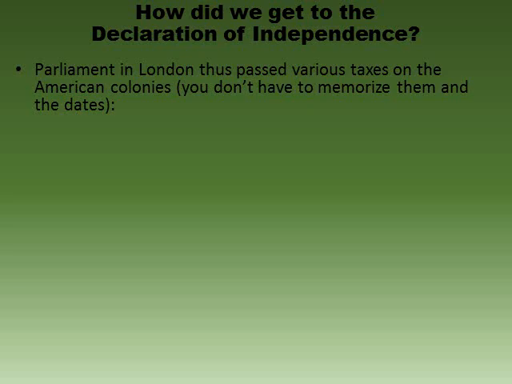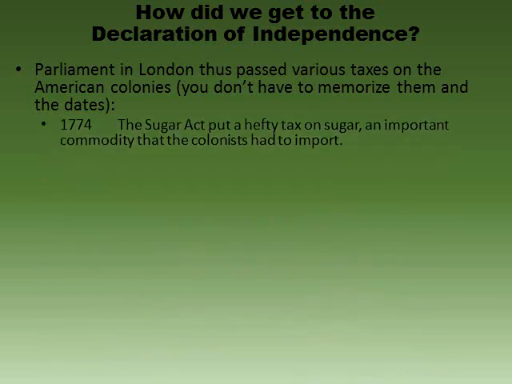And I will tell you up front, I'm not going to test you on what year the Stamp Act was introduced, because I don't care particularly. But you do need to know, in general, kind of what the British government was trying to do here. And so these different laws were passed. For instance, in 1774, the Sugar Act put a hefty tax on sugar, which was an important commodity.